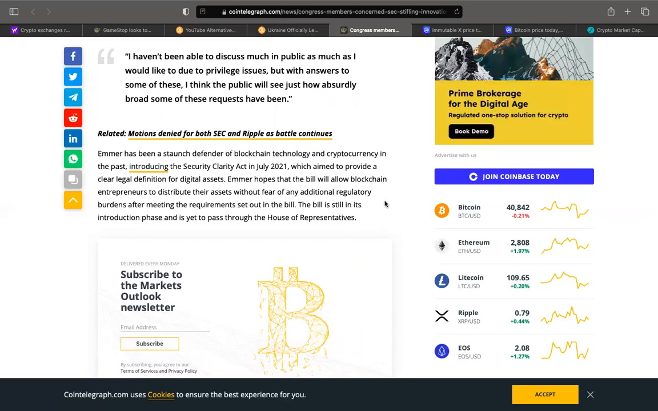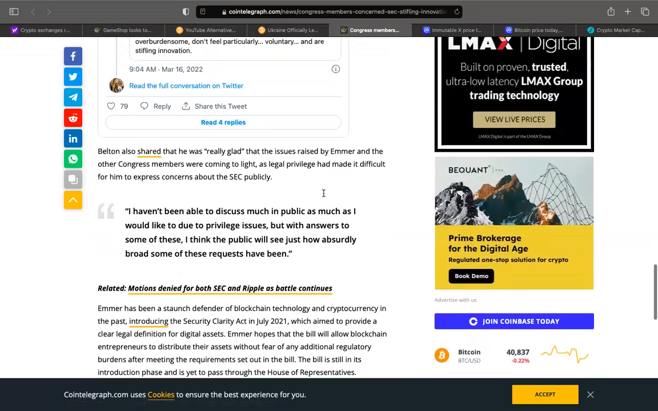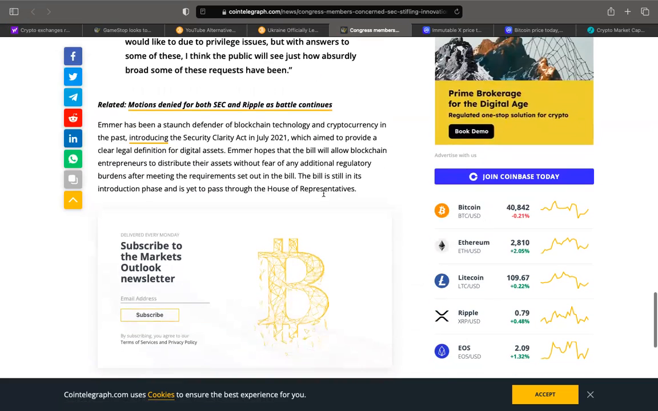Yeah. And we'll be watching this. I mean, this is just the beginning. This letter was written. The bill is still in its introduction here. This Security Clarity Act in July 2021 was aimed to bring that legal definition for digital assets. So there's been steps made along the way to try and get clear regulatory guidelines. This letter is just another step along the journey.